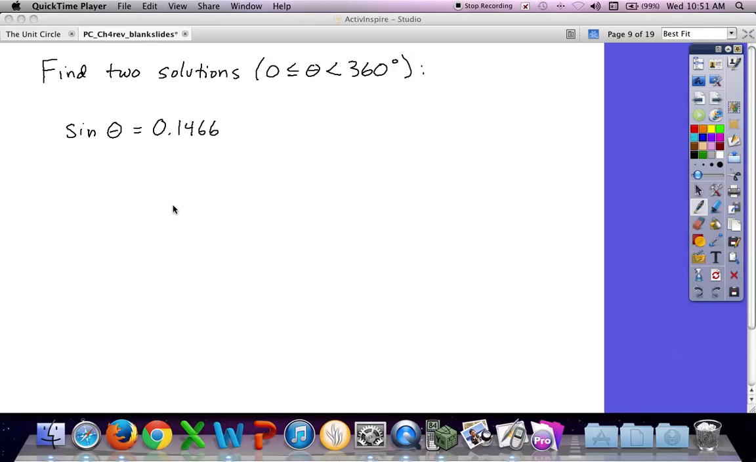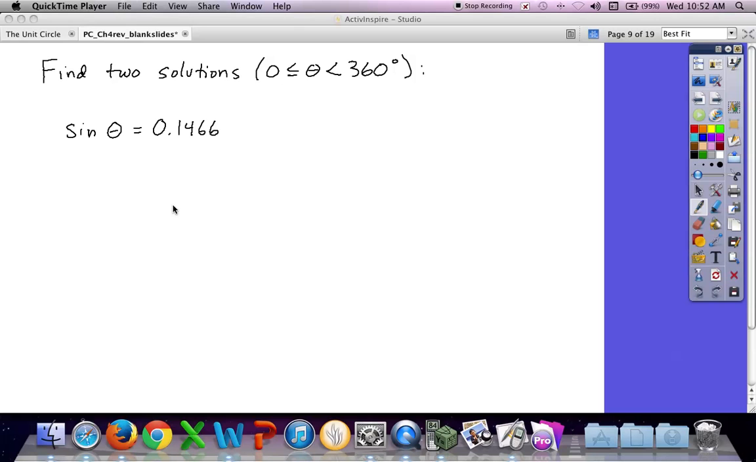Right, find two solutions in between 0 and 360 degrees. So it's degree mode. Sine theta is 0.1466. How do I start? Take the sine inverse, right?